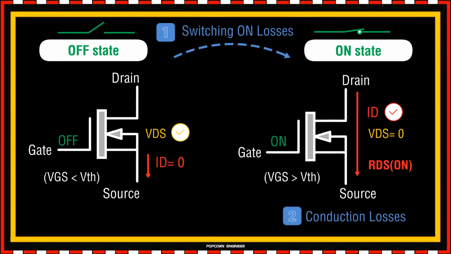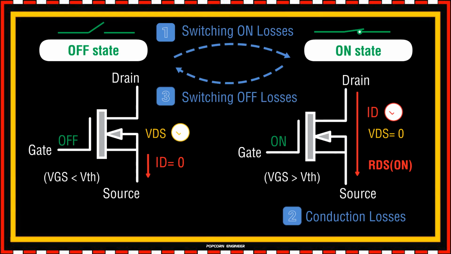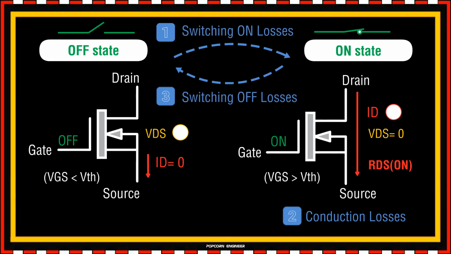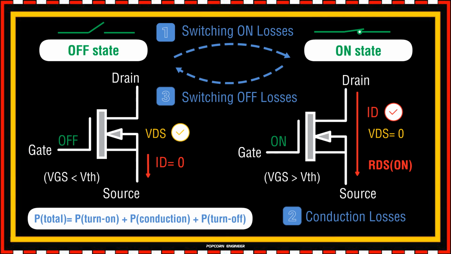When turning the MOSFET off, energy is again dissipated. This is similar to the turn on losses, and this is the third type of losses. The energy dissipation during both the turn on and turn off of the MOSFET is called switching losses. So we have two types of losses: switching losses, which include both turn on and turn off, and conduction losses. Therefore, we can simply say that the total power dissipation of a MOSFET is the sum of 1, 2, and 3. There are also additional losses related to gate charge, reverse recovery, output capacitance, and dead time, which are not included in this basic model.